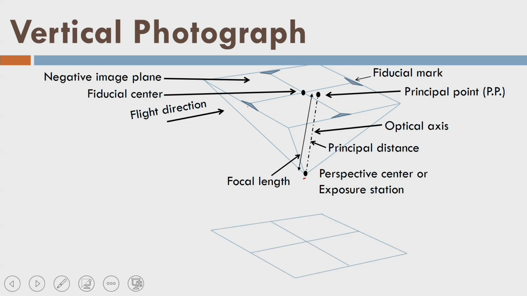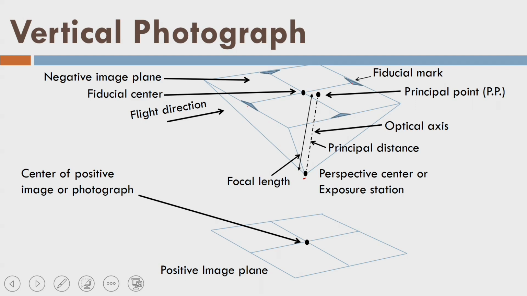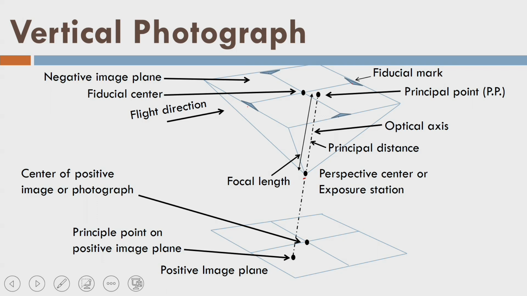Okay. Now, that is my positive image plane which is just shown here. Yeah, fine. This is again the fiducial center mark, the center of the positive image or photograph, or I can say there is a fiducial center on the negative plane. In the same way, the impression of that same point, if I mark it on the photograph by taking the intersection of fiducial marks, then I will get the center of the positive image. Then if I extend the optical axis down towards the positive image, it will intersect somewhere here. So, this is my principal point on the positive image plane.